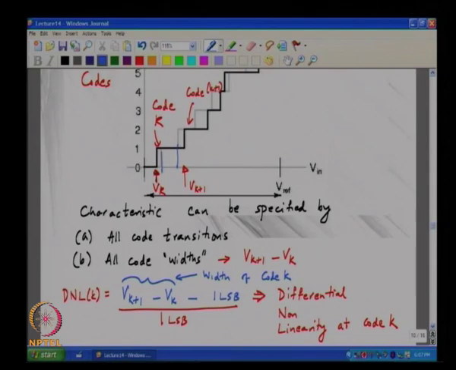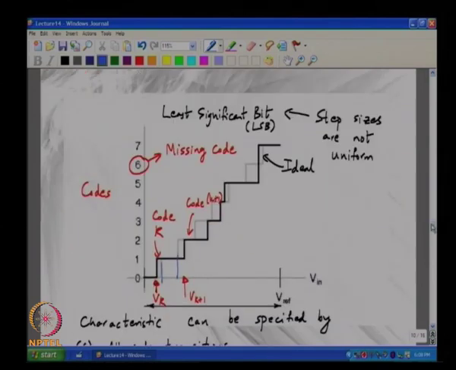Correct, right? Are you able to see the gray characteristic? That's the ideal characteristic, whereas the black one is the actual one. Okay, so Vk plus 1 minus Vk is ideally supposed to be 1 LSB. So for an ideal converter, the differential nonlinearity is 0. For the actual one, of course, it can either be positive or negative. You understand? For example, code 4 here. Do you think the DNL is positive or negative? The step size is smaller than the ideal step size. So, this is negative DNL.